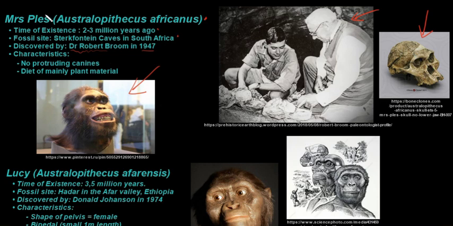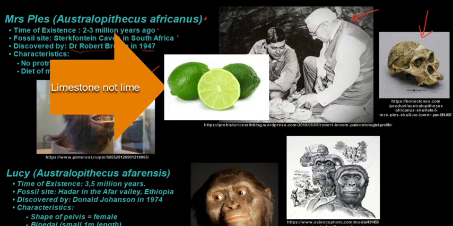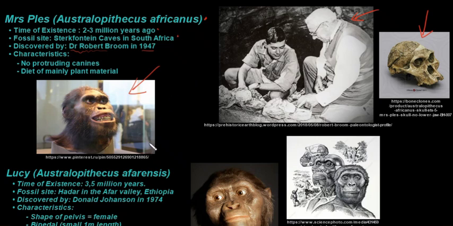Pless. Now, Mrs. Pless, if you ever do visit the Sterkfontein caves, there's quite an interesting story. So there were Italian miners that were mining lime in the area, and they actually stuck in dynamite and tried to open up the one cave, and that's when they exposed the skull of Mrs. Pless, because they blew the rest of the remains into all different directions.